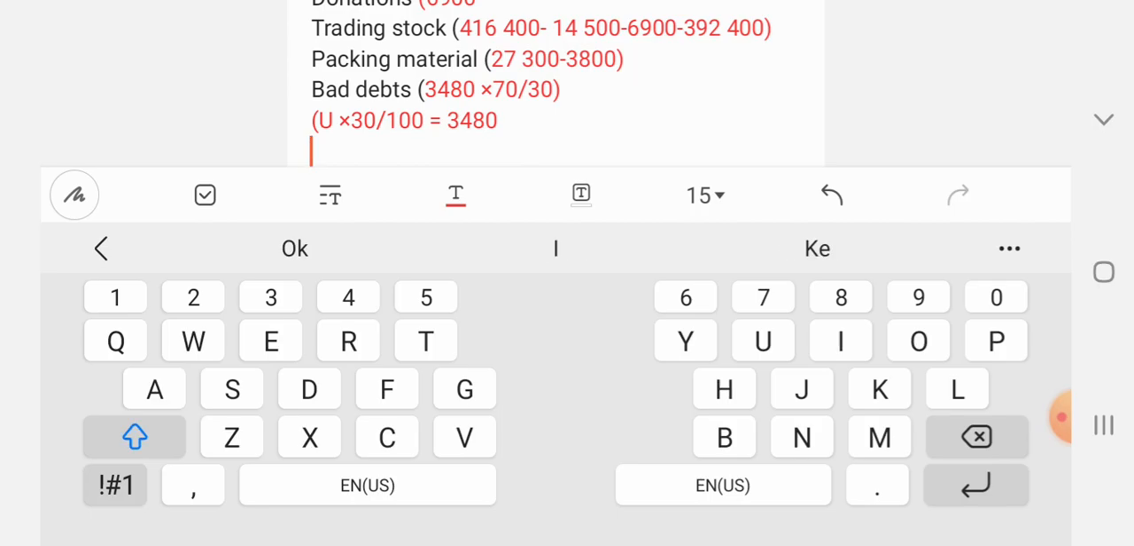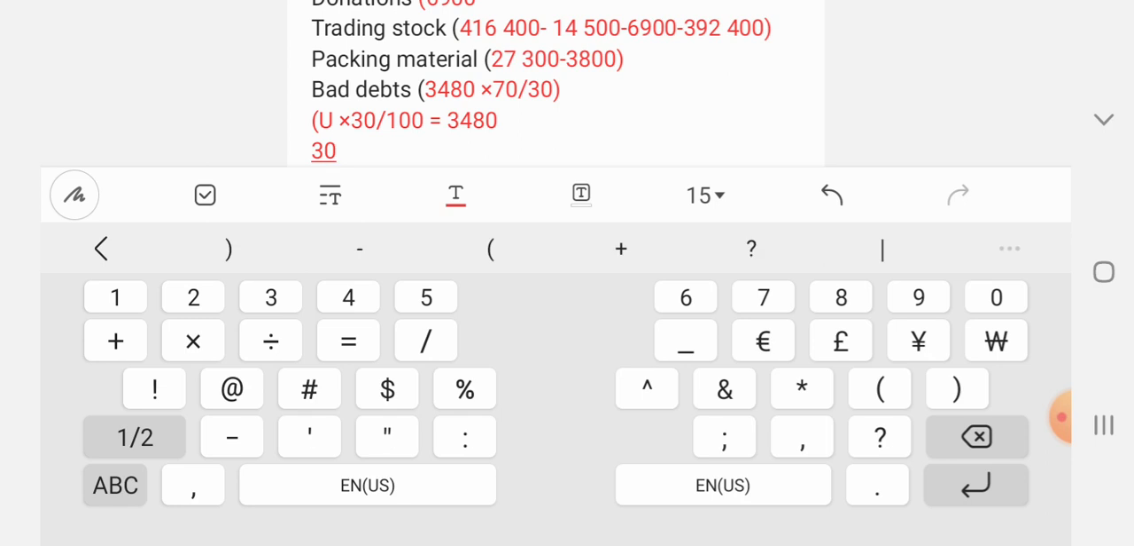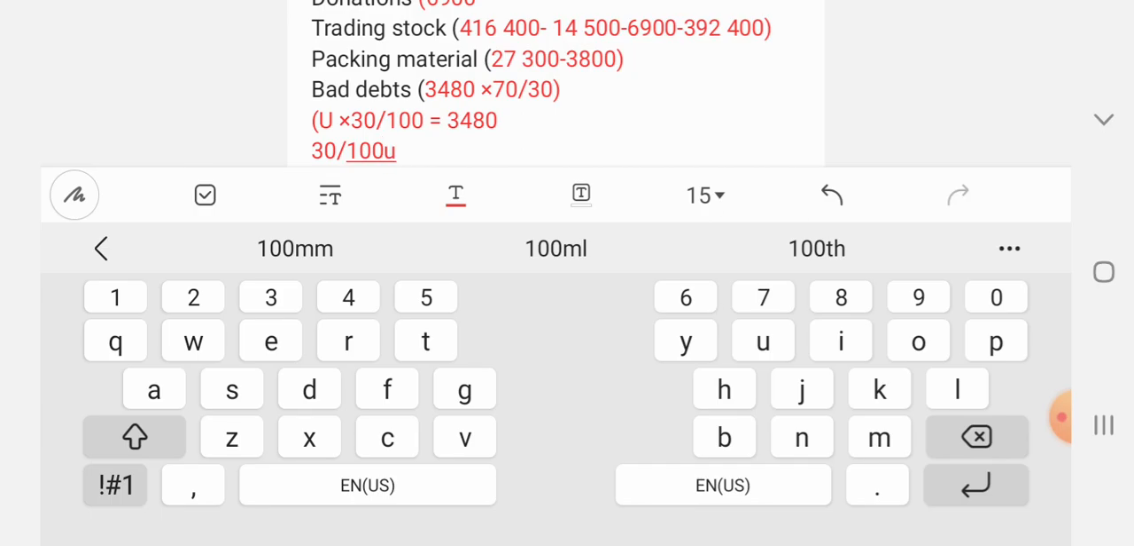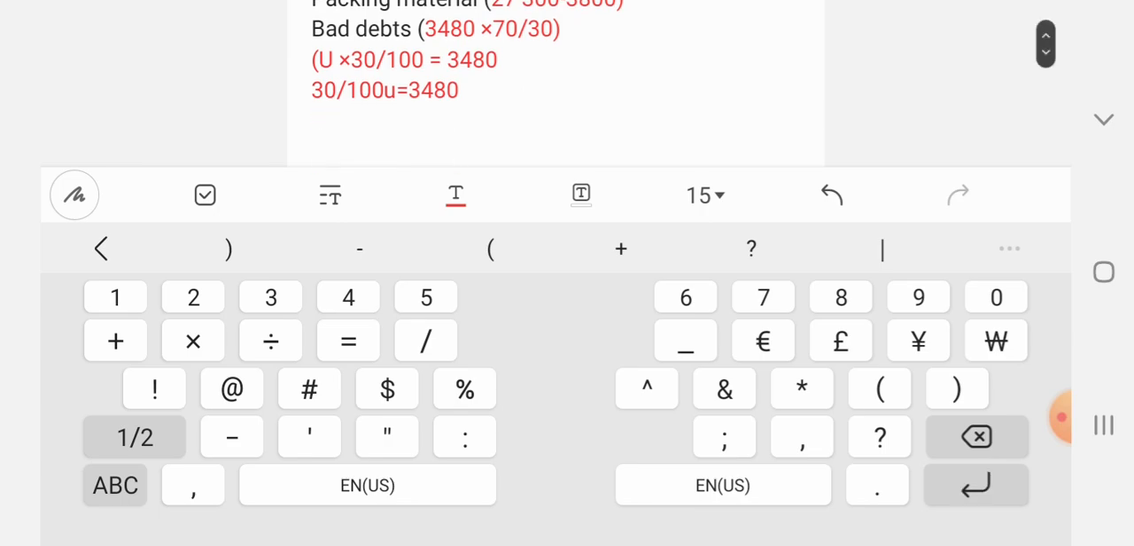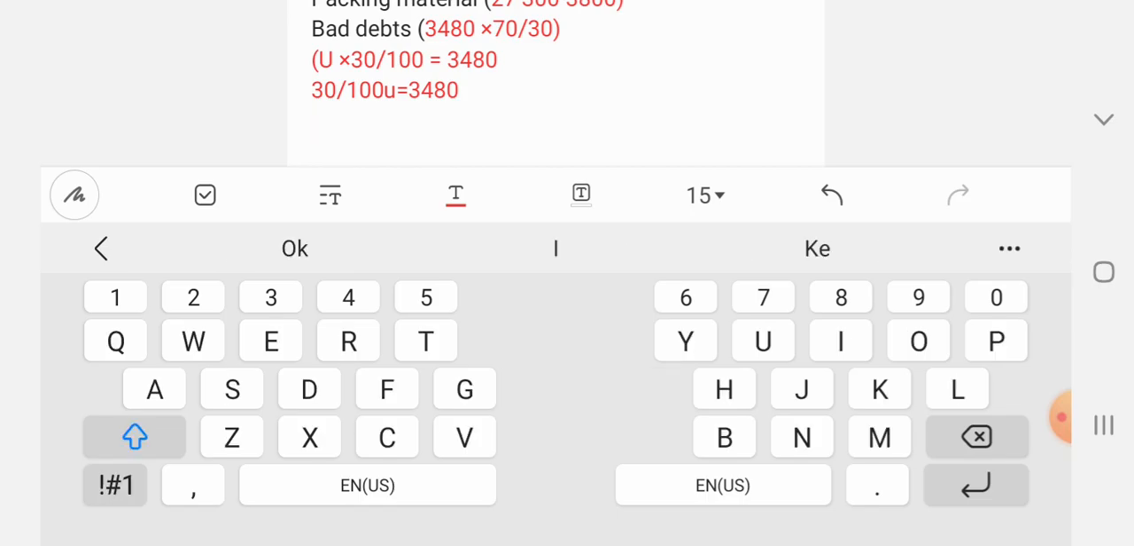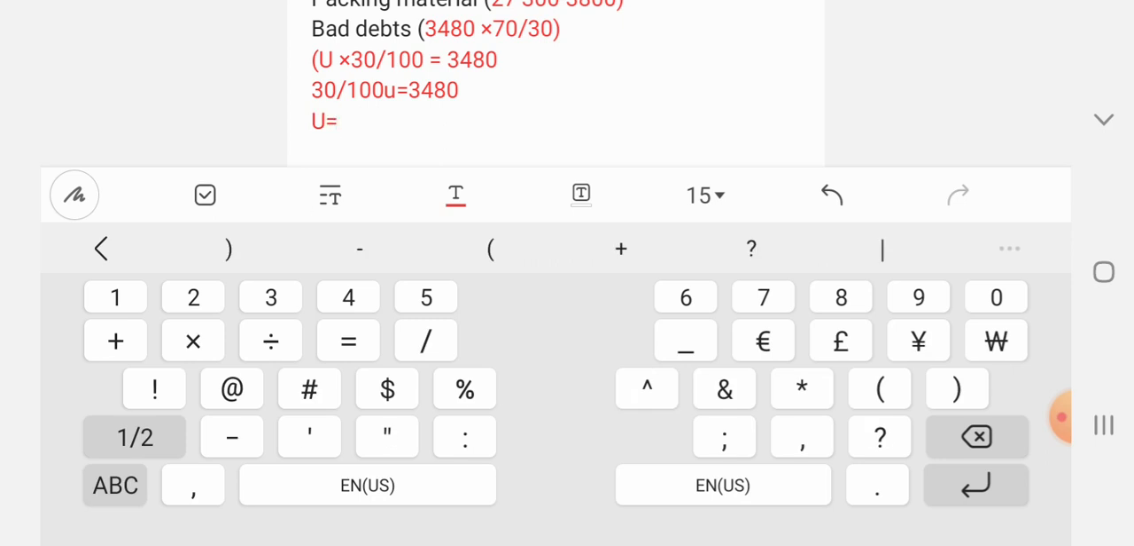So you are going to have 30 here, divide by 100 u. So practically 30% u, and that will be equal to 3,480. Then you divide both sides by 30%. 30 over 100 is 30%. So when you divide both sides by 30%, it will cancel, and you will have u on this side.